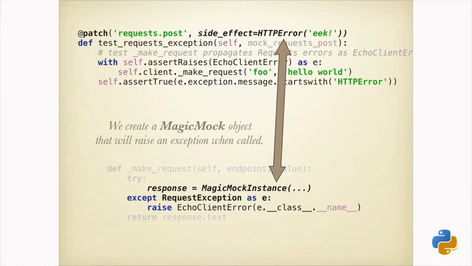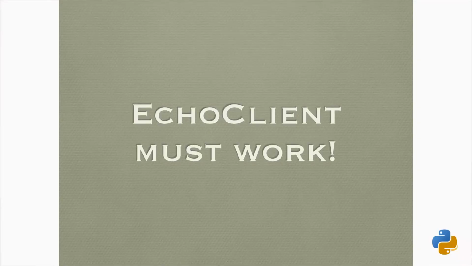Response is once again going to point to a MagicMock instance, and we're going to catch that request exception. So in our test case, the MagicMock object, once it's called, is going to trigger that side effect and raise that HTTP error, which in our application code will raise an EchoClient error. And in our test case, we're going to catch that EchoClient error and verify that it's as we expect. So that is an HTTP error with the message of ECH. So with these test cases in place, we can probably say that the EchoClient must work.